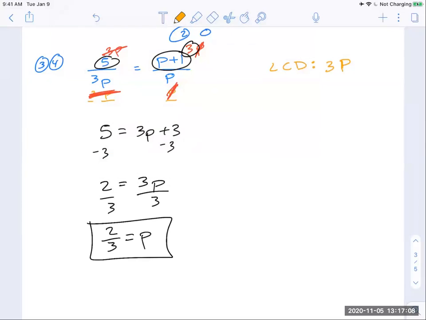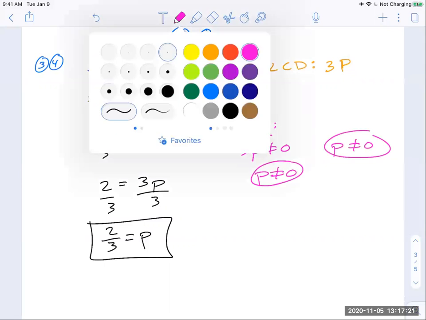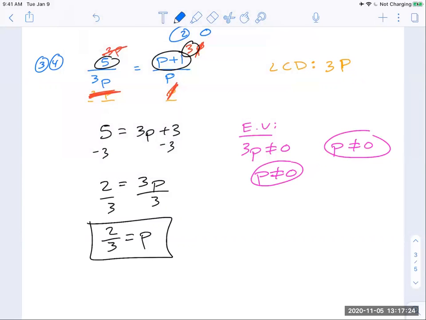Excluded values. Three p can't equal 0. P can't equal 0. Since that does not match, my number 3 is 2/3. My number 4 is 0. Questions? If you made a mistake, hopefully you caught it and see what you did wrong.